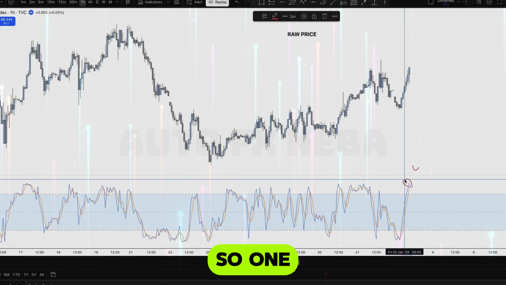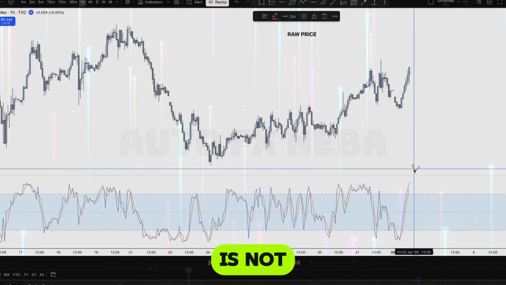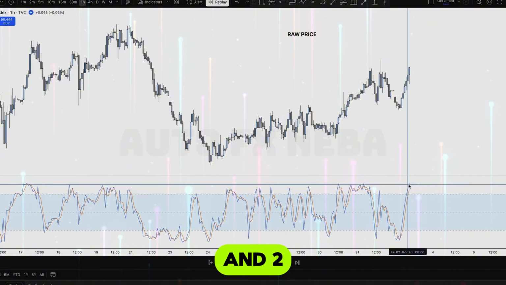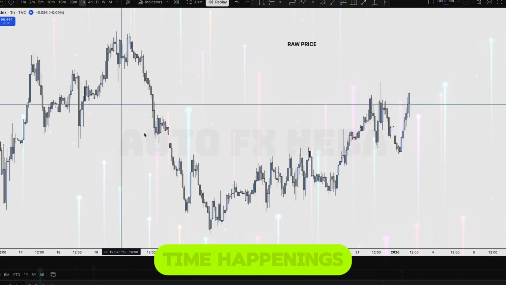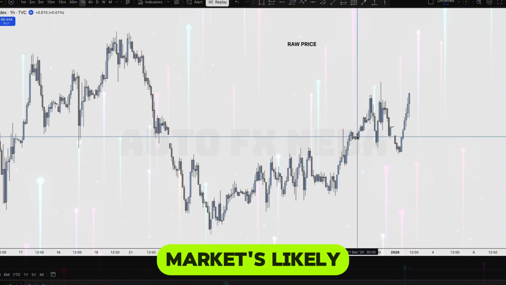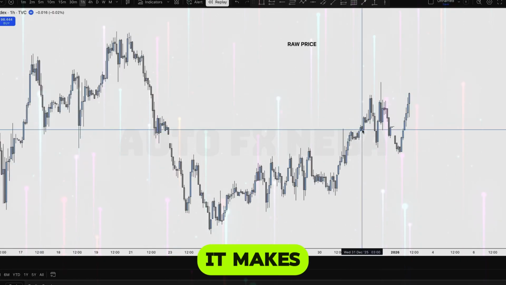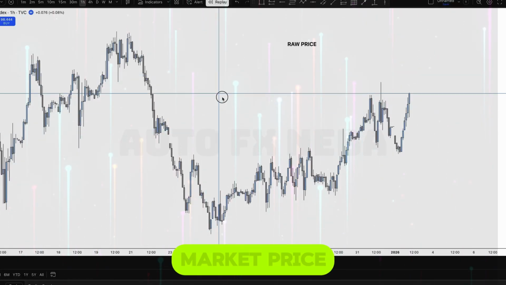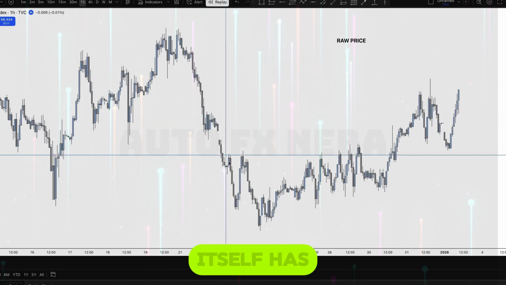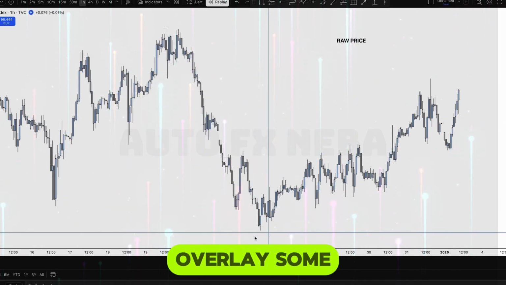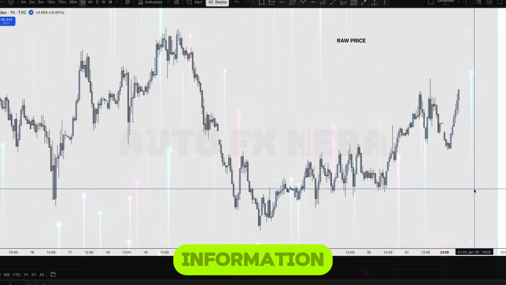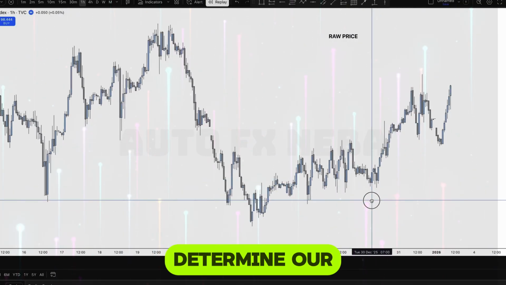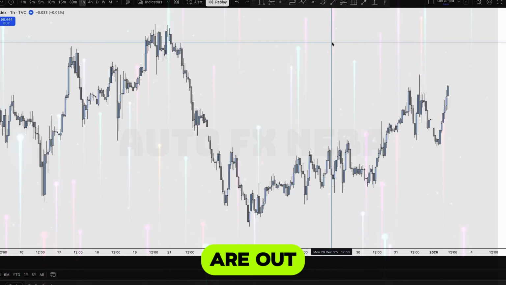So 1, we are basically looking at information that is not telling us anything new. And 2, if we are going to focus on real-time happenings to determine where the market's likely to go next, in my opinion, it makes a lot more sense to look at the raw, real market price, the movements that price itself has made, rather than trying to overlay some random lines, some lagging information, and trying to use that to determine our decisions. So indicators are out of the question.